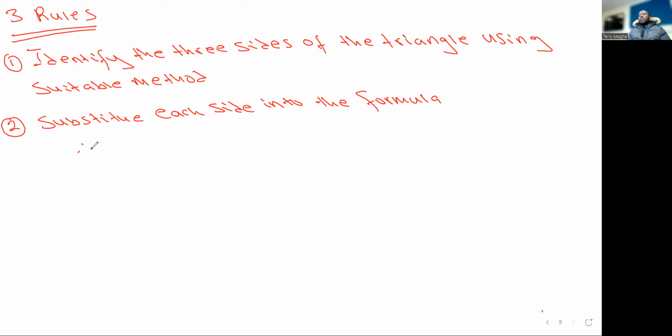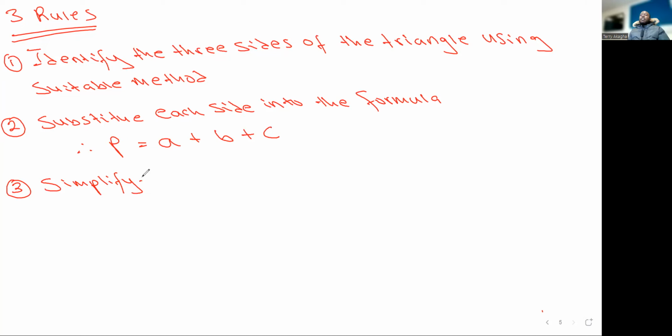Okay, so the perimeter is equal to A plus B plus C. And when you're done, number three, you then what? You simplify.